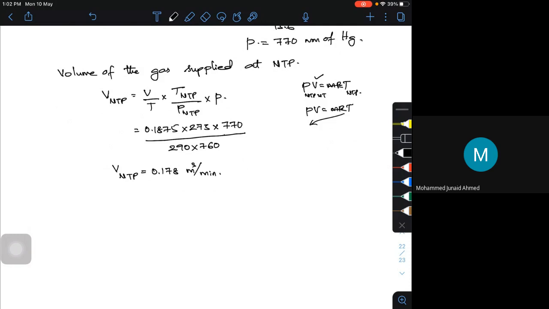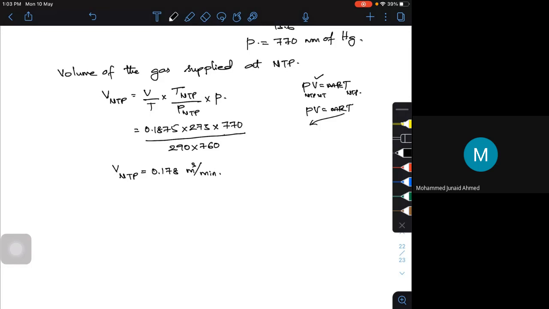I am using the PV is equal to MRT equation to get it, because the calorific value is given at NTP. So you have to find the volume at NTP. This normal temperature and pressure is at 0 degrees Celsius.